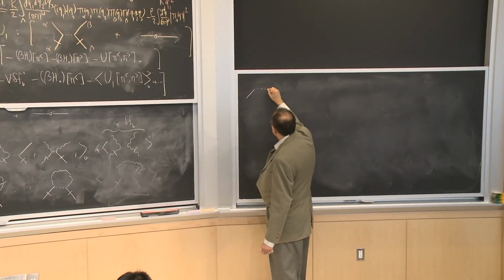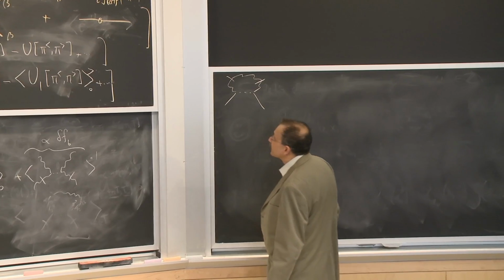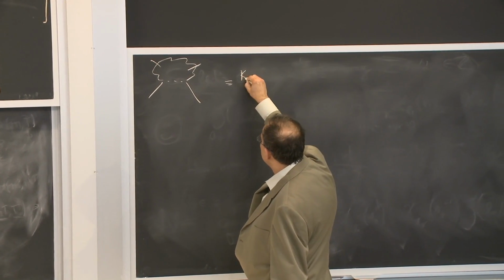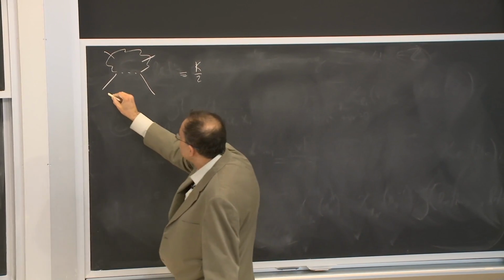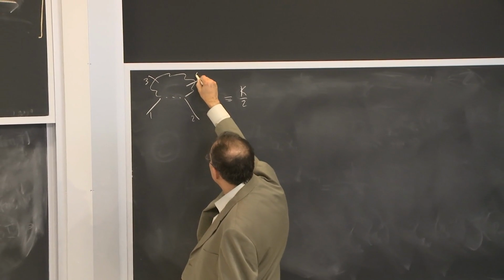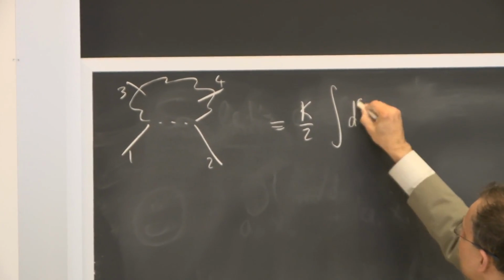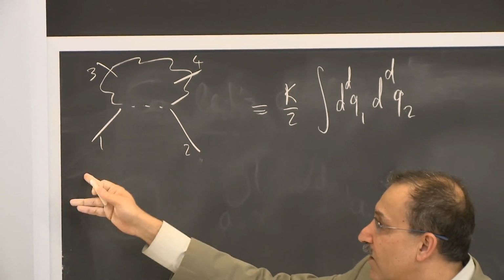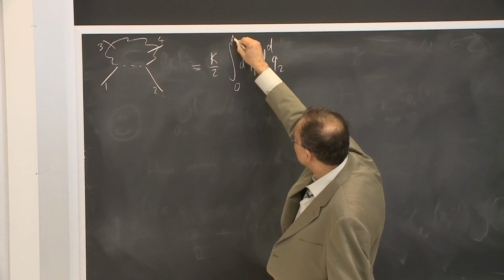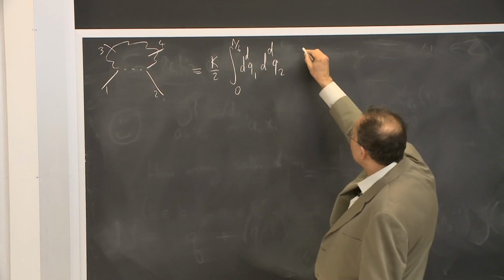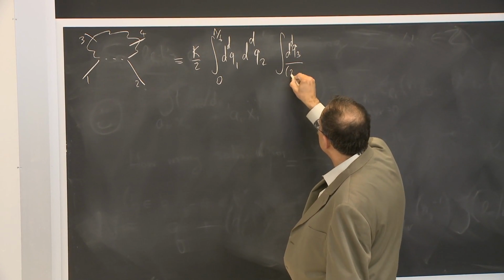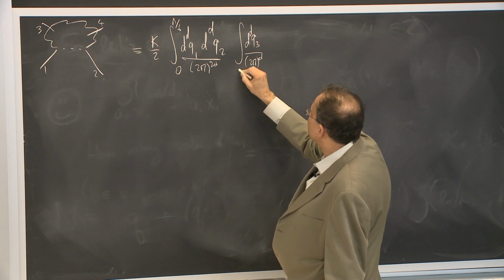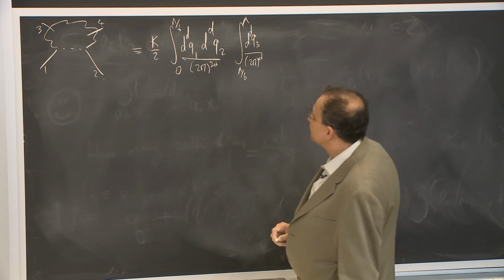So this entity is the following. I have k over 2, let's call it legs 1, 2, 3, 4. Integral over Q1 and Q2, but Q1 and Q2 you can see explicitly are solid. So these are the integrations from 0 to lambda over b. I have an integration over Q3, which is over a wavy line. So it's between lambda over b and lambda.